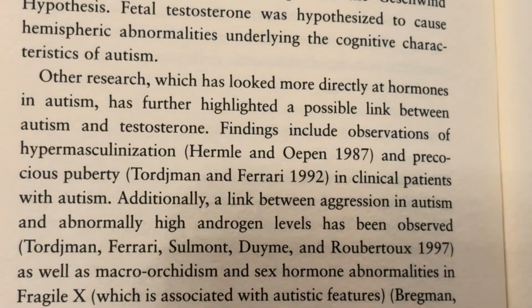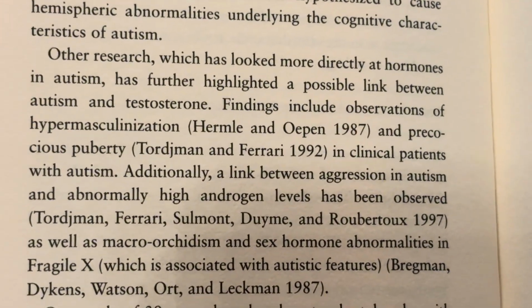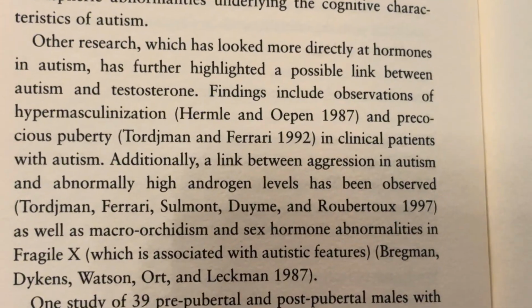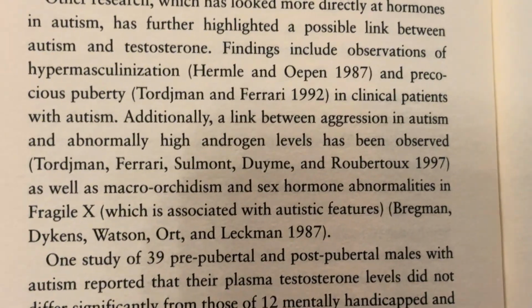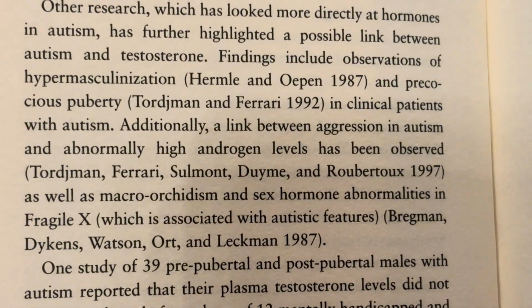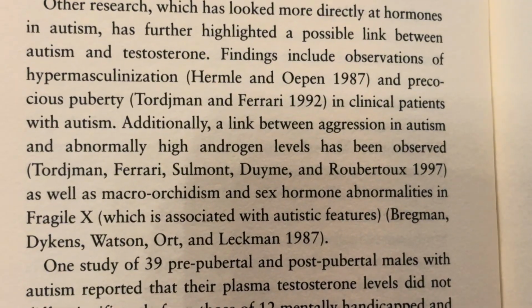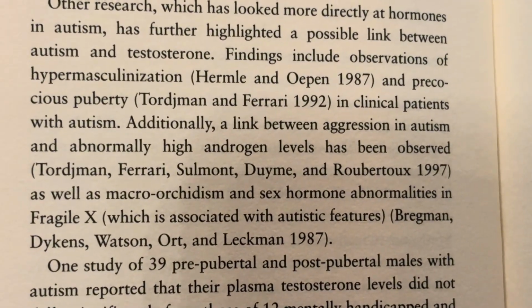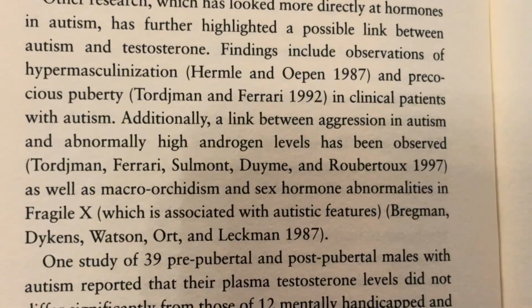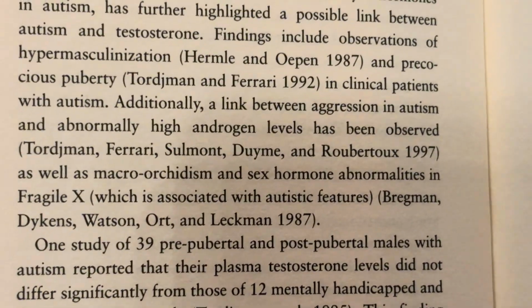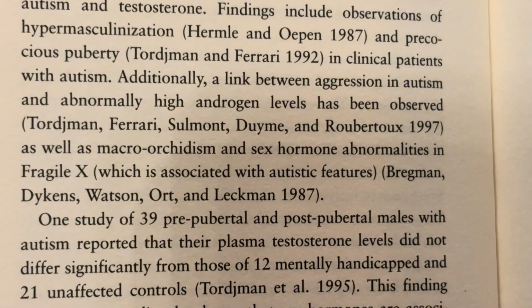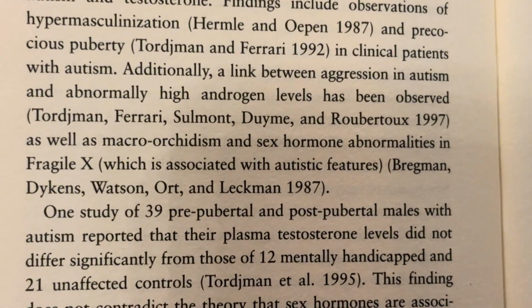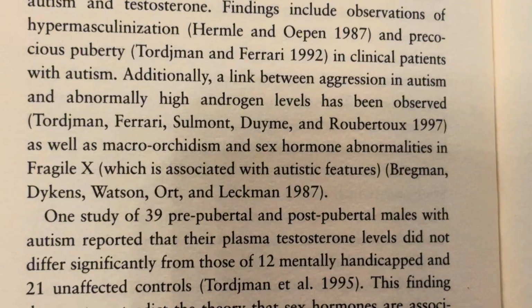Other research, which has looked more directly at hormones and autism, has further highlighted a possible link between autism and testosterone. Findings include observations of hypermasculinization and precocious puberty in clinical patients with autism. Additionally, a link between aggression in autism and abnormally high androgen levels has been observed. Androgen being the male hormone.